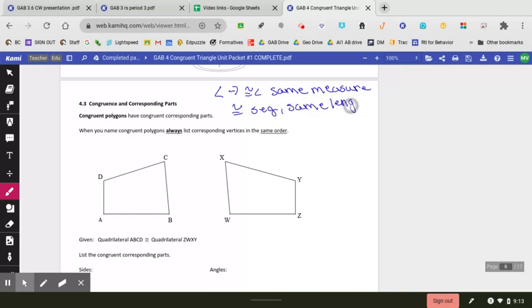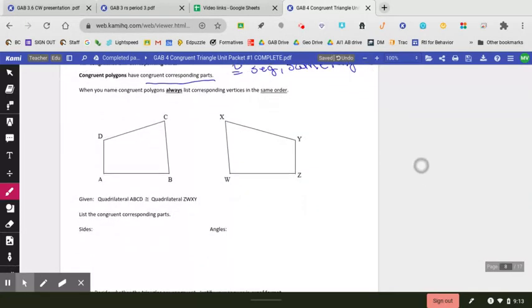But when we're talking about polygons, it gets more complicated, because in order to say polygons are congruent, they have to have all corresponding parts congruent. So when you name congruent polygons, you always list the corresponding vertices in the same order. In our example here, we're going to say that ABCD is congruent to quadrilateral ZWXY.